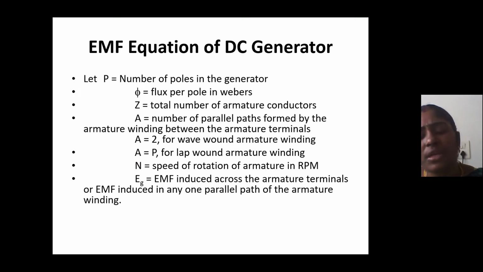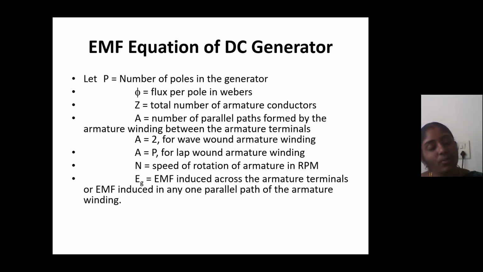So there is an EMF. Finally, we said that the EMF is induced in case of the DC generator. So for the EMF equation of a DC generator, these are the terms we are using to derive it. Capital P, the number of poles in the generator; phi, the flux per pole in Webers; Z is the total number of armature conductors; A is the number of parallel paths, as already we said.